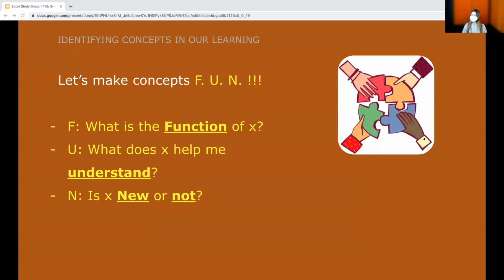So let's make concepts fun. We can do this by really using the acronym FUN. To make sure that we're identifying the concept behind certain facts, we are going to use the acronym FUN, and that is: what is the function of X? What does X help me understand? Is X new or not? So again, the acronym FUN is meant to test if you are actually working to come to those concepts. It stands for function, understand, new or not.